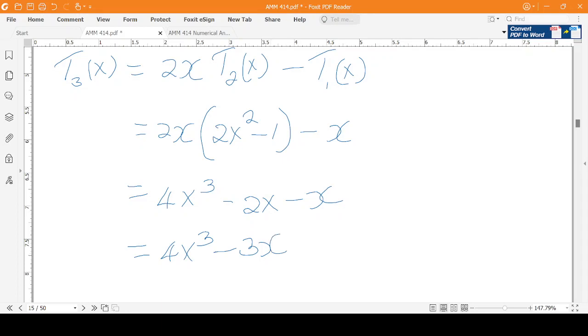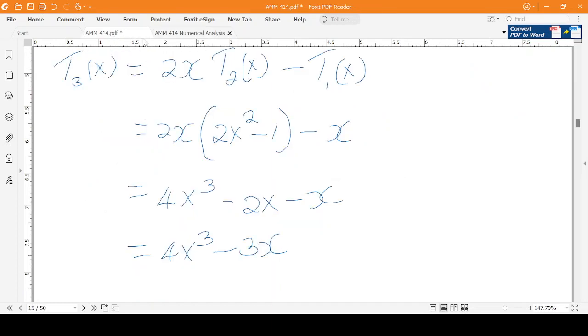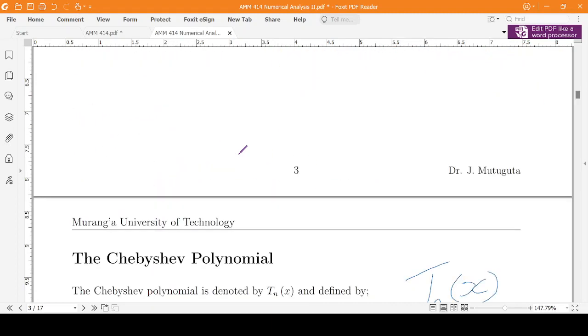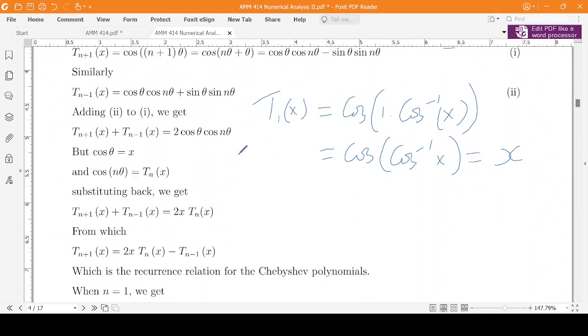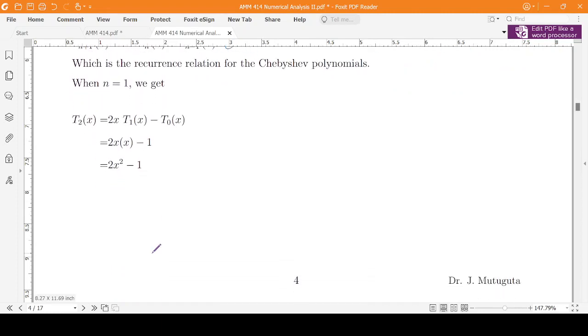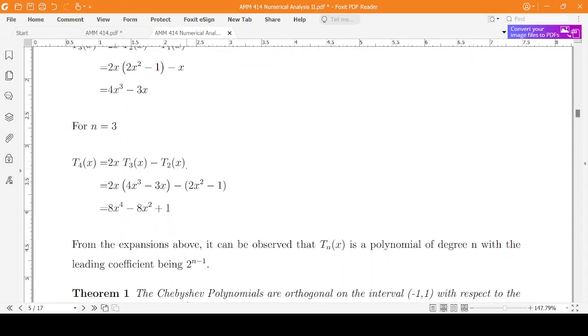And we can now compare this with the case where we had cosine of 3 theta, the expansion of cosine of 3 theta, which was this. And in terms of x, we have 4x cubed minus 3x. And we can see that we're getting exactly the same thing. Now, we can continue expanding like this using this recurrence relation here. For n is 1, we have obtained 2x squared minus 1. We can go to n is 2, we get that. We can go to n is 3, and we get the expansion, and so on.